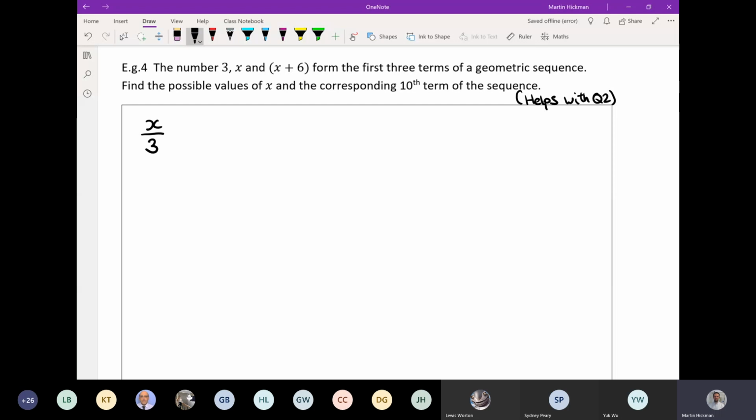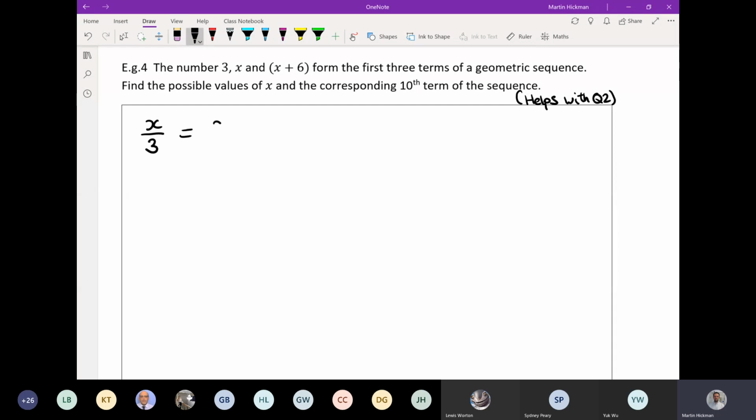Is there another way I could describe the common ratio here? So that's one way we could describe it. However, we don't just want it in terms of x. We want to try and actually find what x is so we can solve this. So is there another way I could write the common ratio? Excellent. So well done if you put x plus 6 over x.